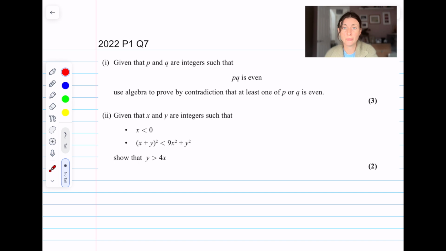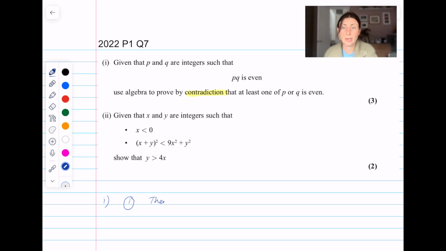So the year 2 proof is proof by contradiction. That's the one that's more likely to come up in your A-level exam. And it's really common that we're dealing with integers. In this case, PQ is even, and we need to prove by contradiction that at least one of P or Q is even. So the main thing really is to understand step 1 of proof by contradiction, which is to set up your contradiction, or in other words, what you're going to assume.